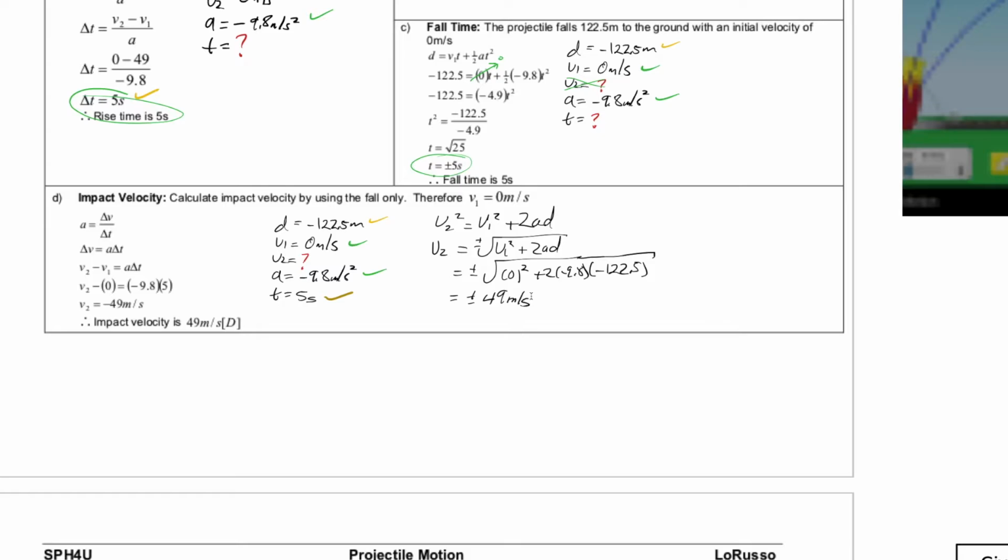And based on your understanding of what is happening in terms of the actual motion of this object, it is obvious that it's the negative value because it is falling.